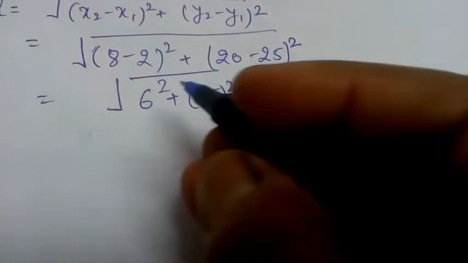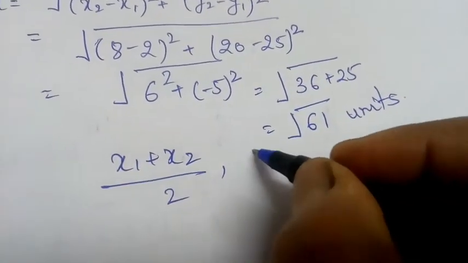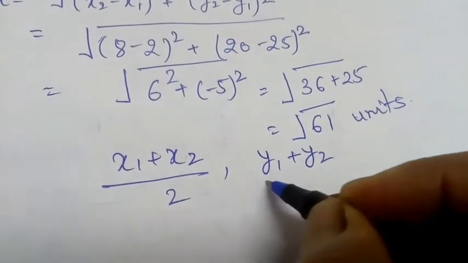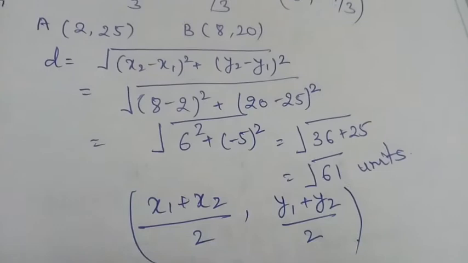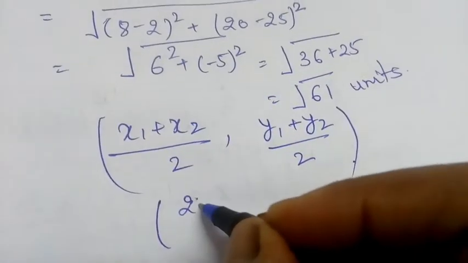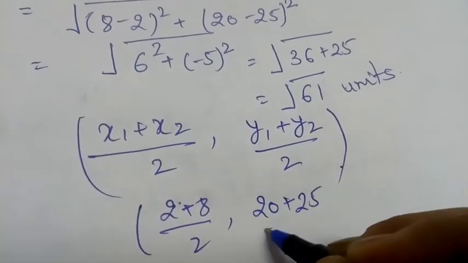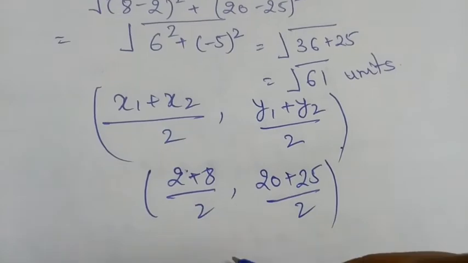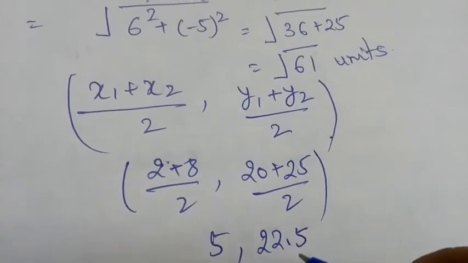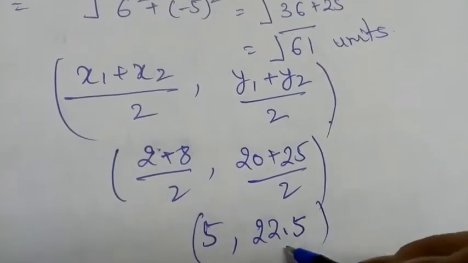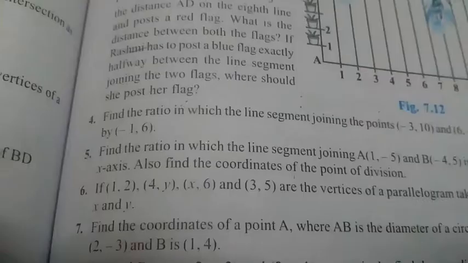And the third part is to find the midpoint, to put the flag halfway. The formula of the midpoint is (x1 plus x2) by 2 and (y1 plus y2) by 2. Here, first (2 plus 8) by 2 and (20 plus 25) by 2. It means 10 by 2 is 5 and this is 22.5. This is the point, and we can find the distance of the midpoint from this. Next question. Question number 4.